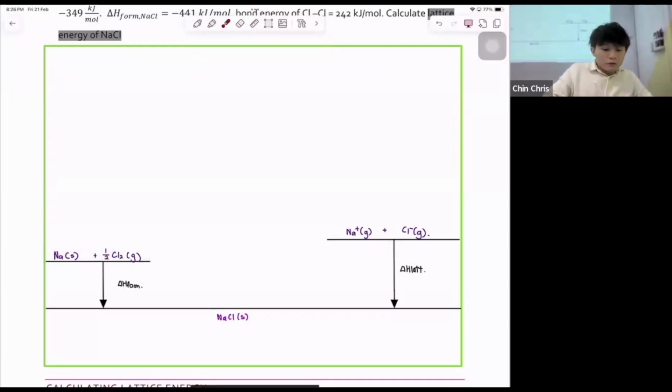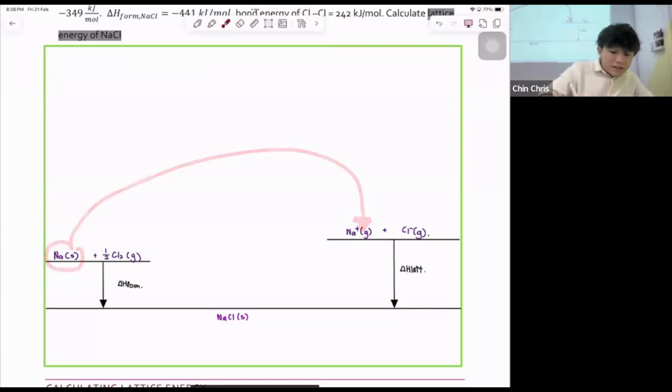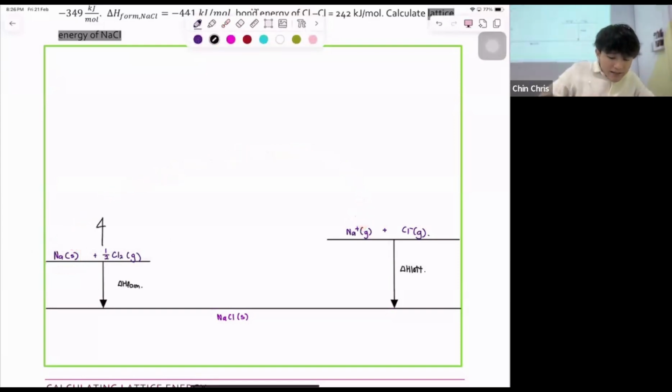All right, guys, next. Right now, let's look at sodium. How do you turn solid sodium into sodium gas? So the first step, guys, I need to atomize our sodium first. Solid sodium turns into gaseous sodium. So that is your delta H atomization of Na.